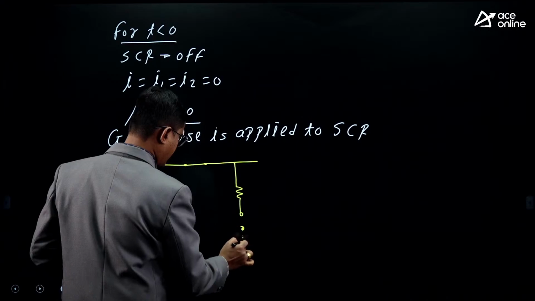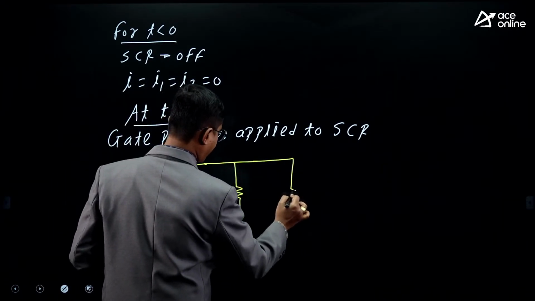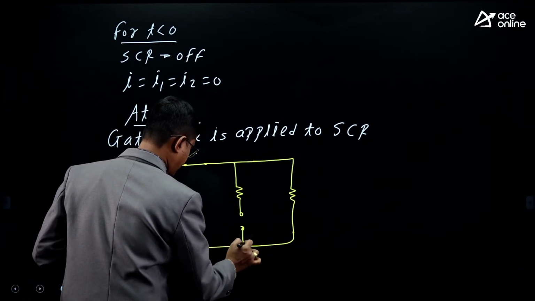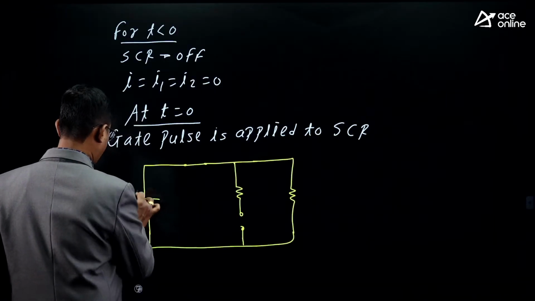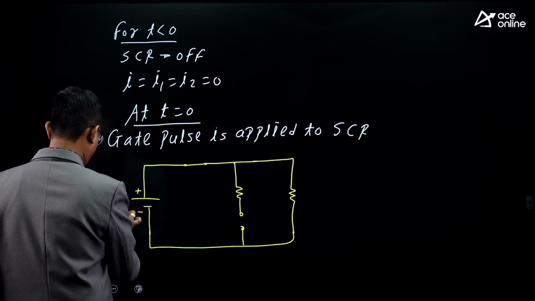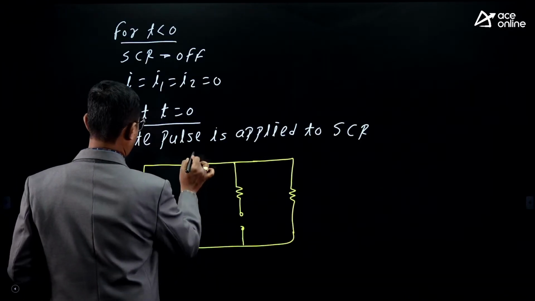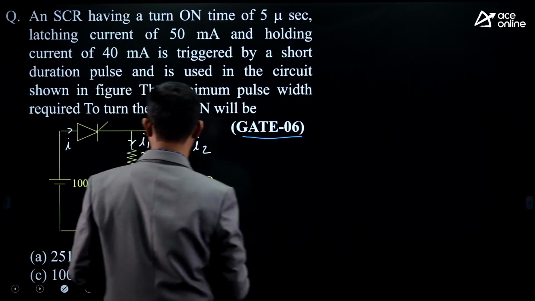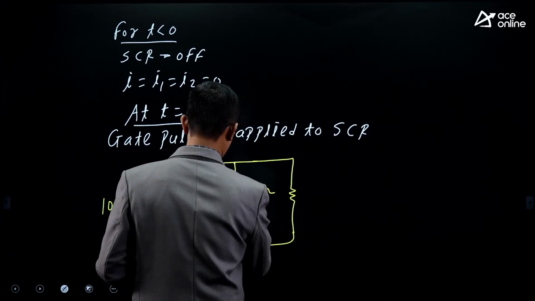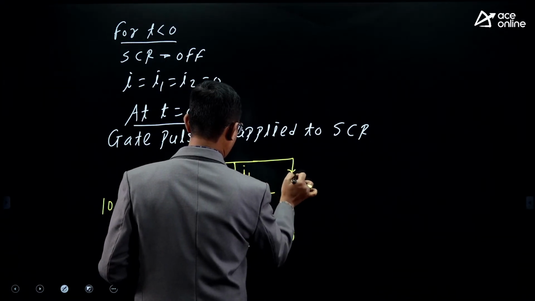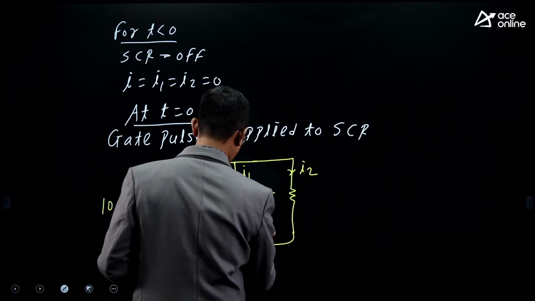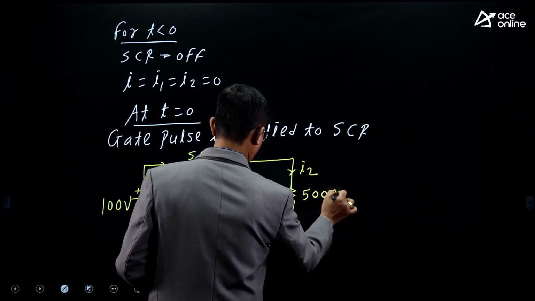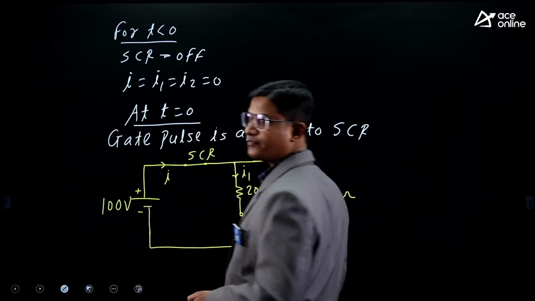R. This is open circuit. And here it is second branch resistor, right? 100 volt. This is SCR. This current is I, 20 ohm, I1, I2. Here it is inductor which is acting as an open circuit, and here it is 5000. 5 kilo ohm means 5000 ohm.